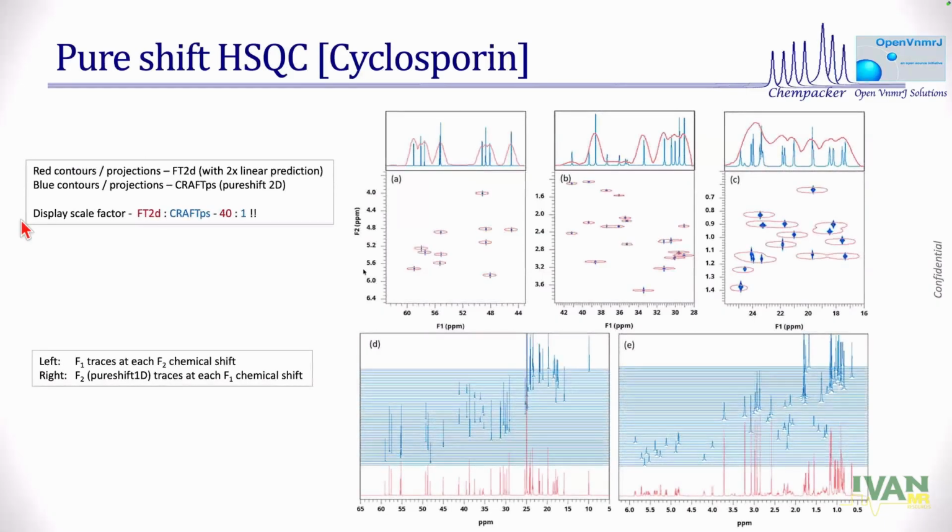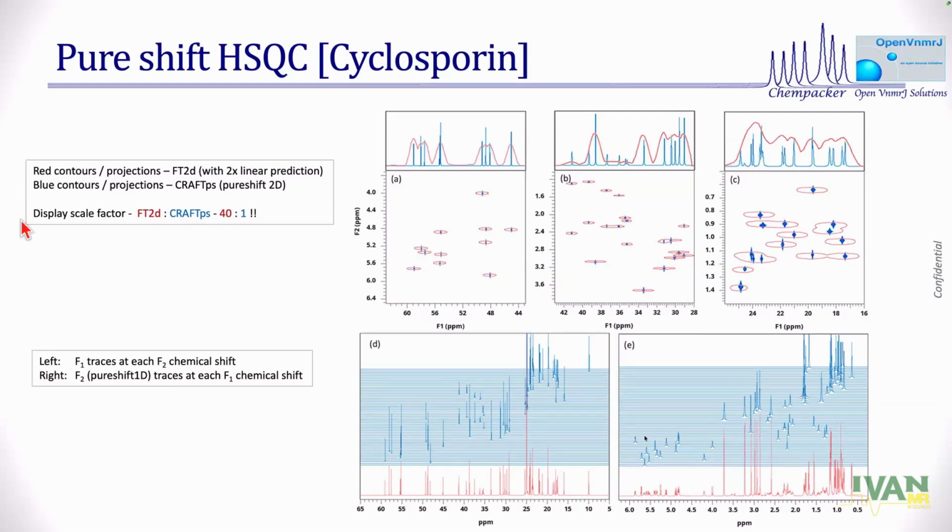What about in a highly crowded region? Here is an example. This is published in Analytical Chemistry. This is an example of cyclosporin in the upfield region. Now that's different regions. Overlap. That red line is all FT result: contours, projections, data. The blue lines are CRAFTps, pure shift. I have to keep the FT results 40 times blown up in vertical scale in order to keep it in scale. With the CRAFTps, alternatively, if I plot them together, CRAFTps will be shooting out of the page.